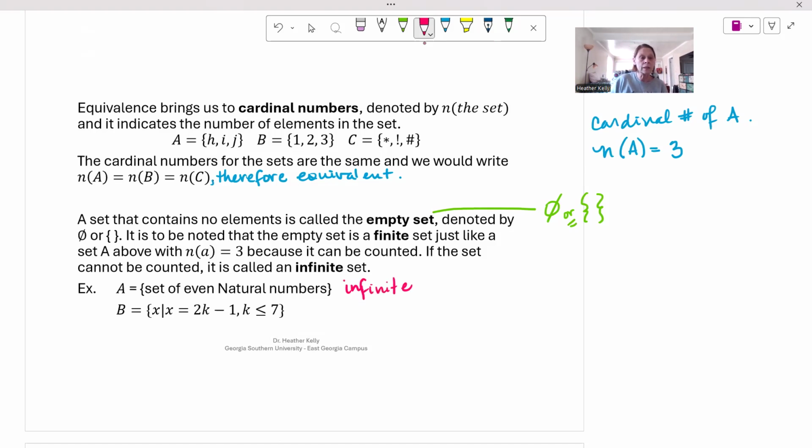And the next one is x such that x is equal to 2k minus 1, k is less than 7. So that's a finite set. And indeed, that's a finite set of odd numbers between 1 and 7, if we want to look at that more closely, right?